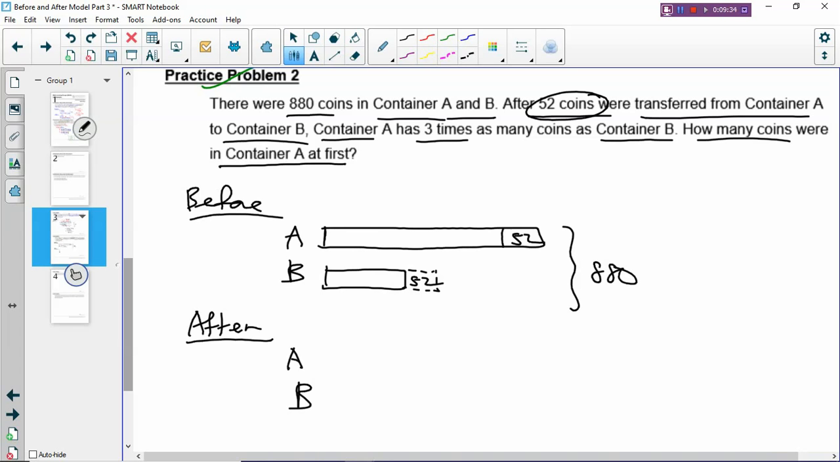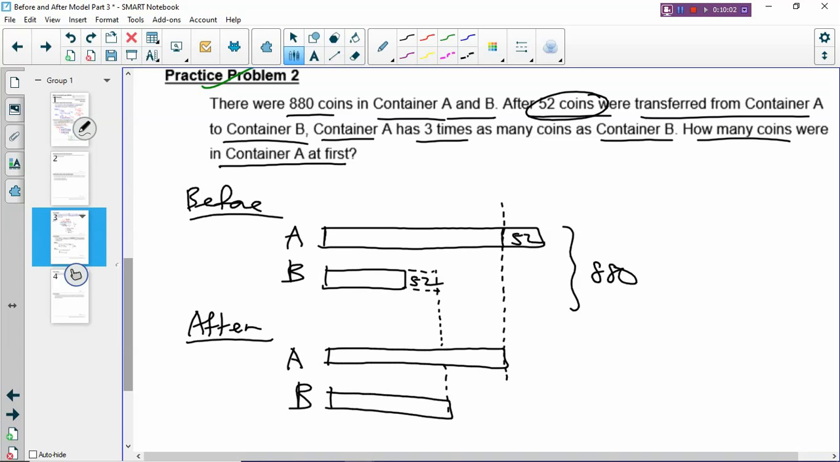Like for example, container A now becomes shorter, so we draw a dotted line downwards. And how do we draw the rectangle for container A? Until the dotted line. So this dotted line has a second function, which is to show you where to draw the rectangle until. And then container B will have a longer rectangle now, and I draw a dotted line downwards, and container B now has a longer rectangle. So that is how you use a dotted line to help you draw the rectangles.